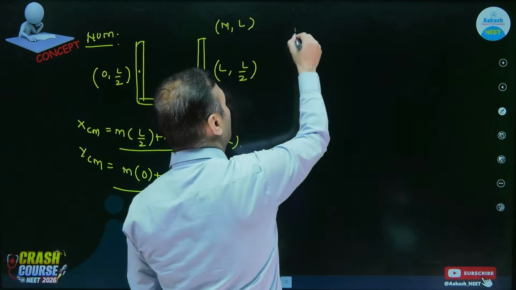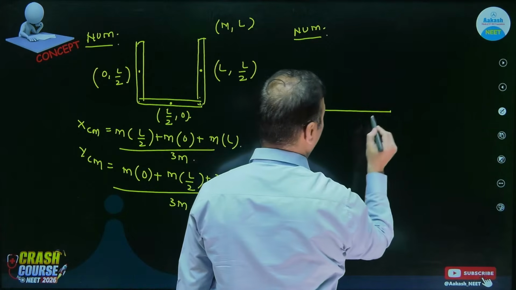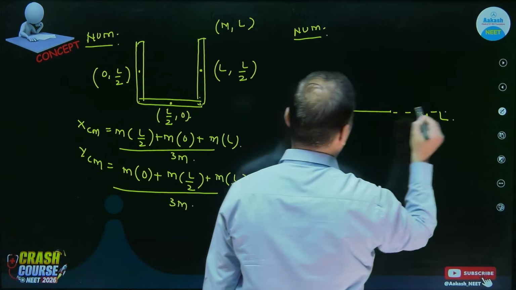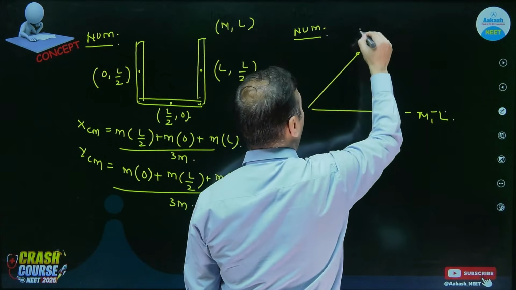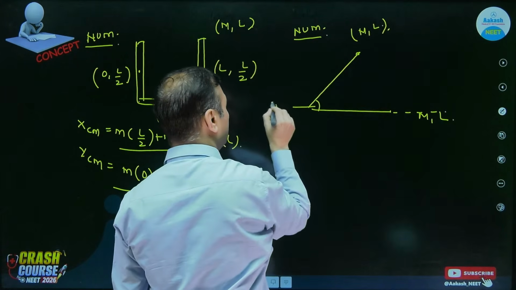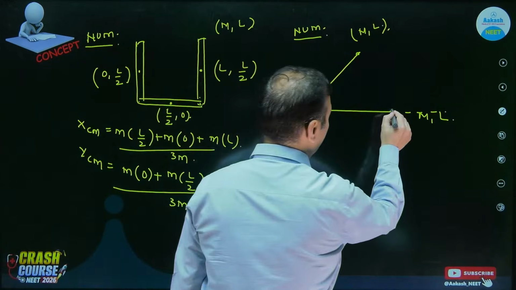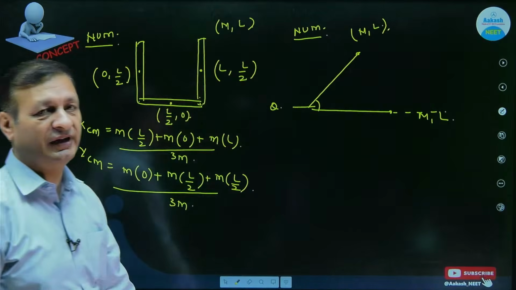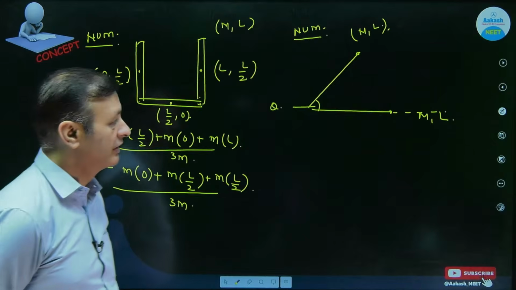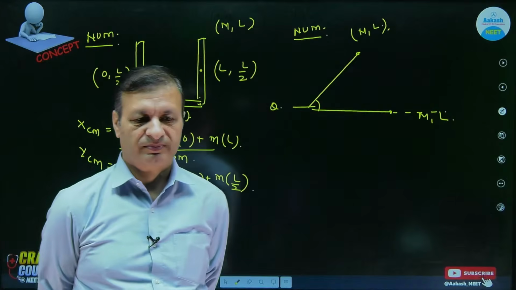Now let's suppose we have one rod, mass is m, length is L. We have another rod, mass is m, length is L, and now they are inclined at an angle theta. So you have 2 rods, again each of length L, each of mass m. Now give me the x coordinate and the y coordinate for this configuration.